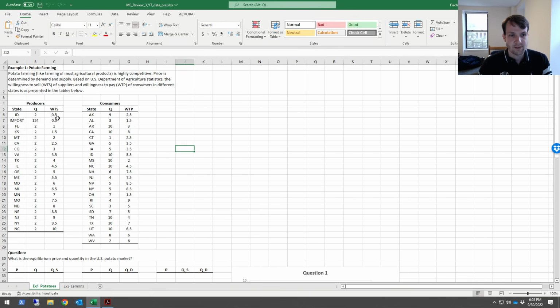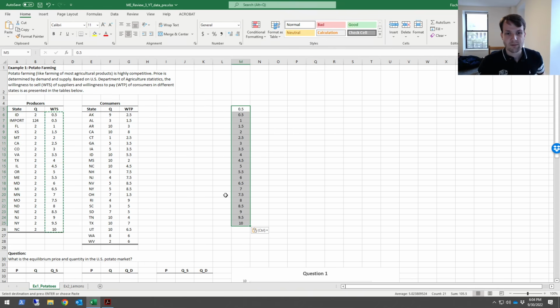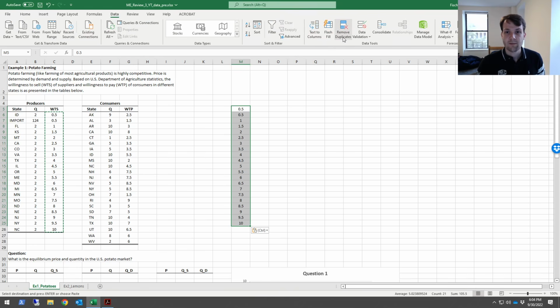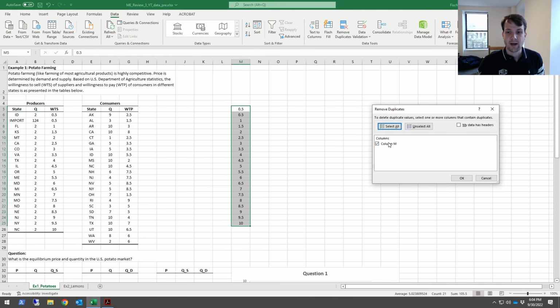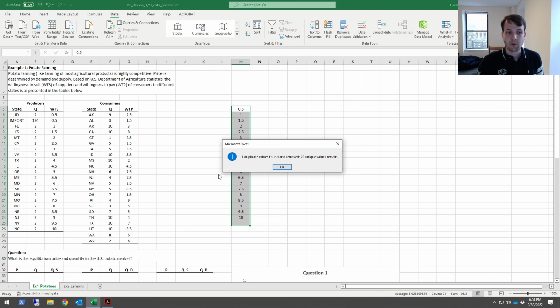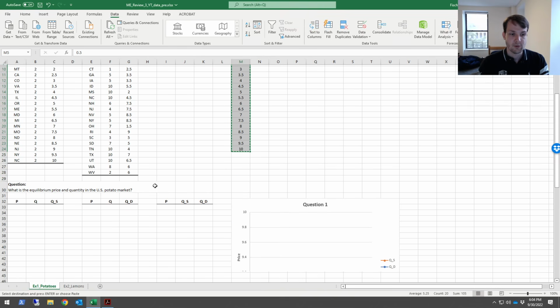The way we start, let's start with the producers here. We're going to take all these willingness to sell values, but we need to make sure that they're unique. Since we're doing this in Excel, it's pretty easy. You just copy them over into an empty column, go to Data, and then Remove Duplicates. It's going to ask you where you want to remove them. I'm going to say column M, and if we remove one duplicate, that's the 0.5 from the top, and now these are indeed unique.